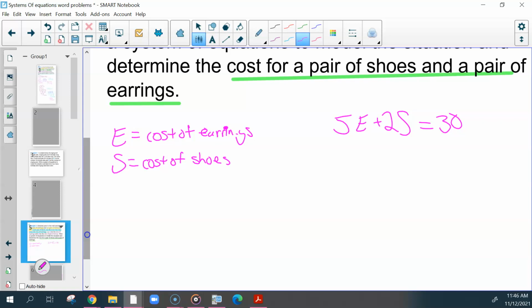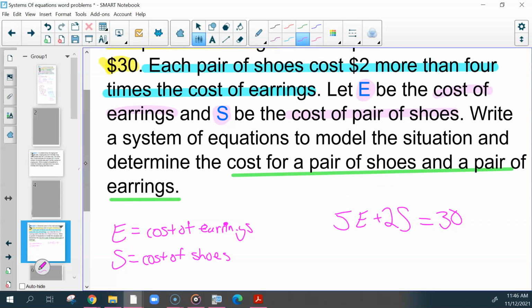But for our other equation, this is right here, each pair of shoes costs $2 more than 4 times the cost of earrings, is going to be our equation, but it's going to be written a little differently. Because this is talking about how much the shoes are compared to the earrings. So since it's talking about the shoes, we can say the shoes equal, or the cost of the shoes equal. So we can start this off.